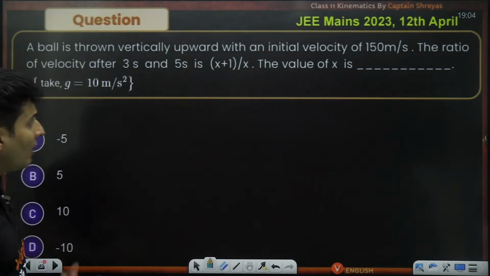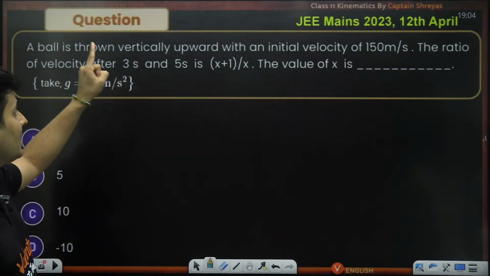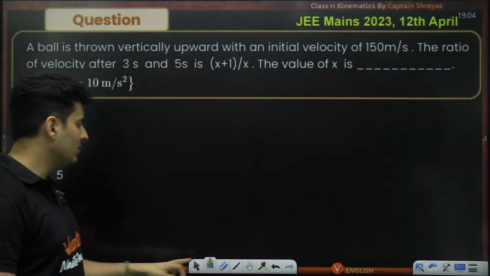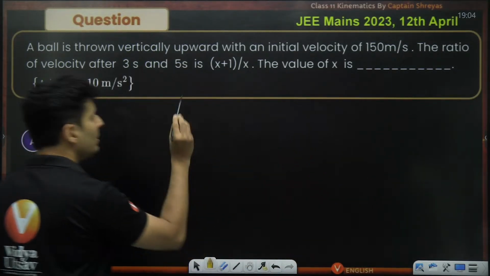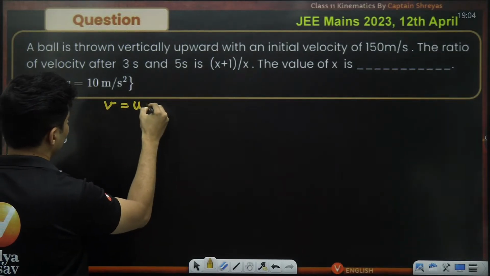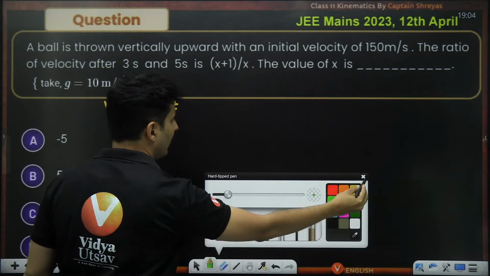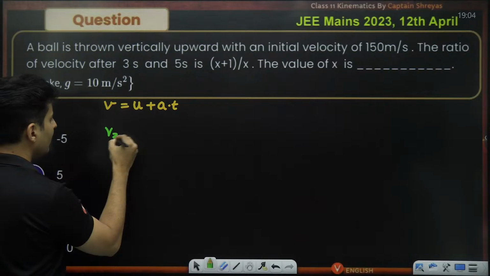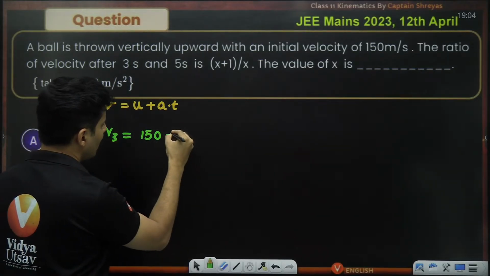A ball is thrown up with some speed. The ratio of the speed after 3 seconds and 5 seconds is this much. Find x. Ratio of the speed is asked. Okay. So first of all, let me use directly the velocity formula. v is initial velocity plus acceleration multiplied by time. So first scenario, ratio of velocity after 3 and after 5 seconds. So v3, I'm throwing it up with 150 meters per second.